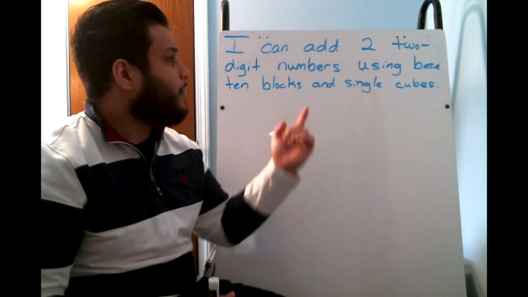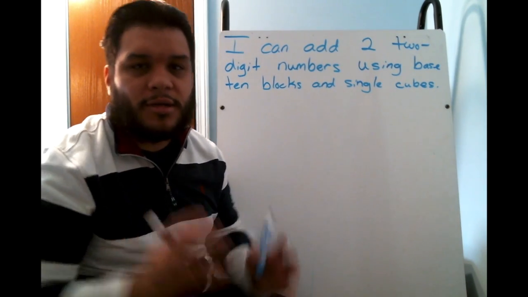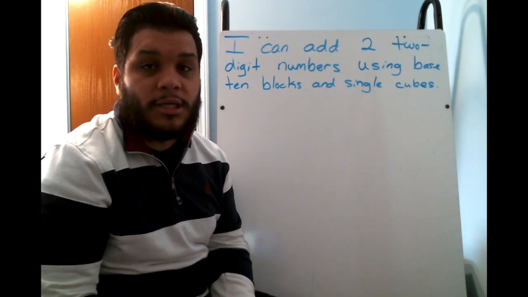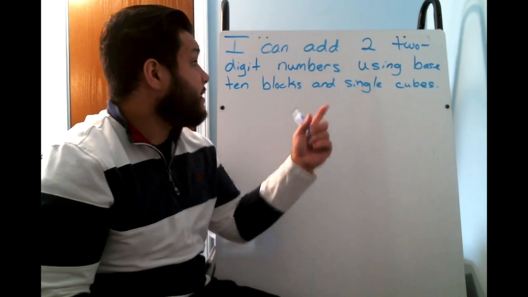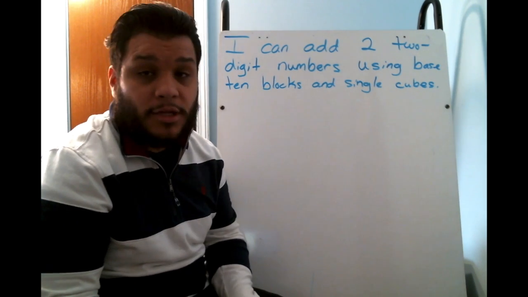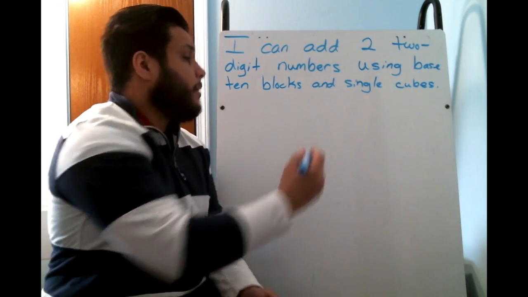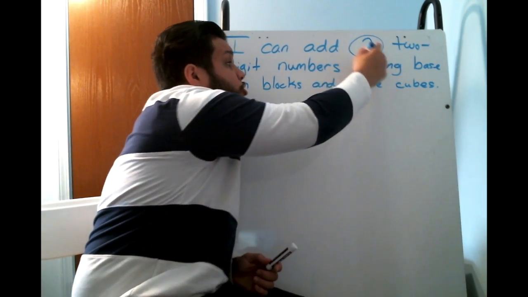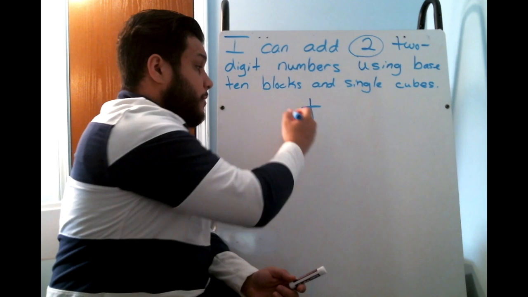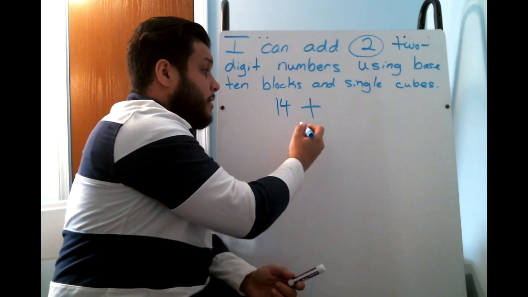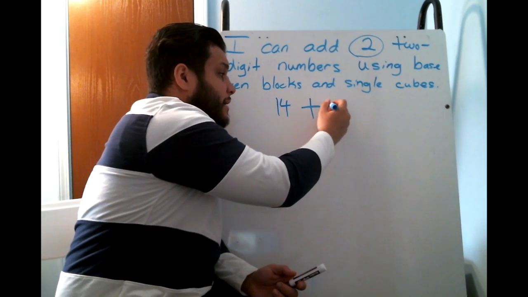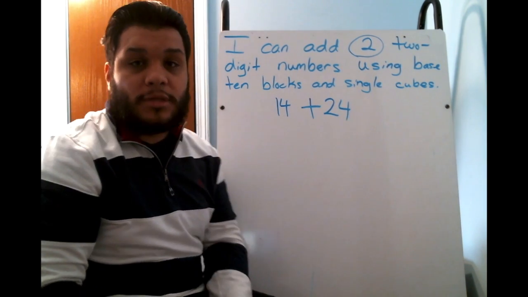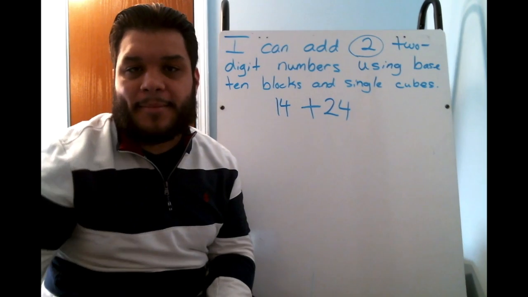I know that it seems like a little tongue twister hearing two-digit numbers. But basically what I'm saying is I can add. So what sign am I going to use? Subtraction or addition? Yes, addition. And then it says I'm going to use two-digit numbers. So I'm going to have one two-digit number here, and this is my second two-digit number here. Two-digit numbers, okay? So that's what I meant by that.